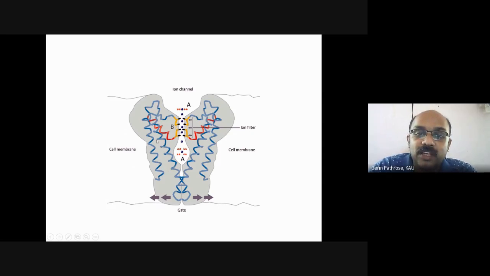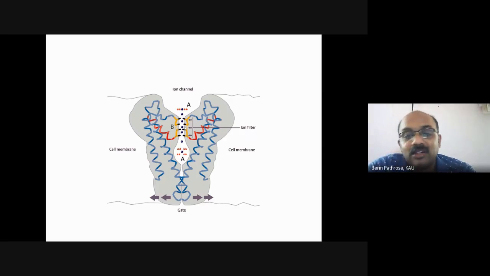But each domain will have two helices, and the loop connecting these two helices we call the P loop, wherein we have the amino acid sequence which acts as the ion filter. I told you in the last class that in the sodium channel there is a filter which permits only sodium ions and doesn't permit calcium ions. Potassium ions are slightly bigger in size, so they can't move through it, but since the opening is slightly bigger, sodium ions can easily pass through.